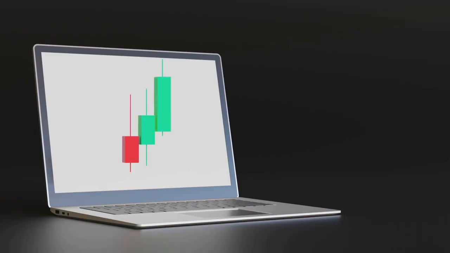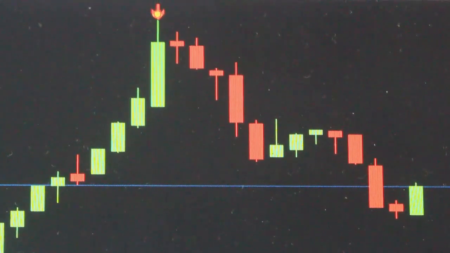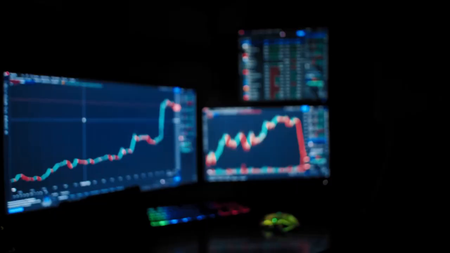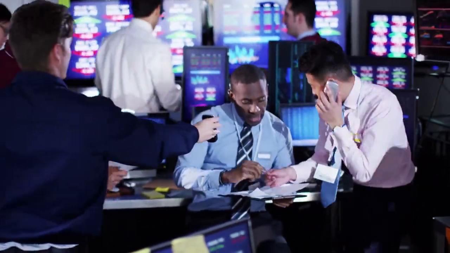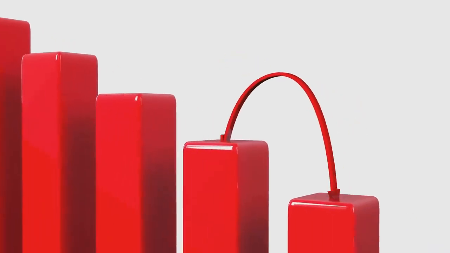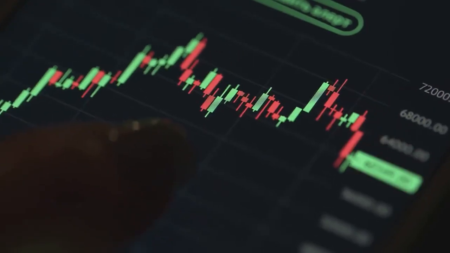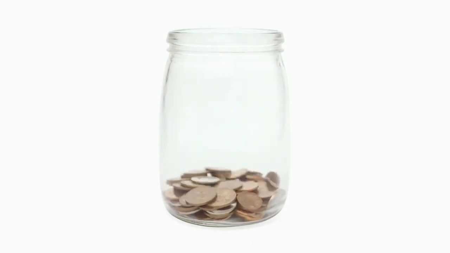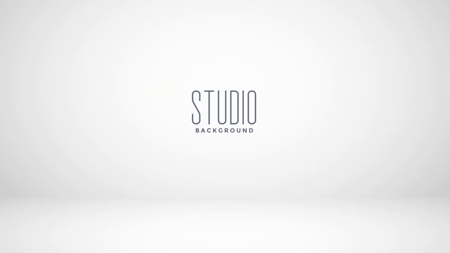Here's a simple risk plan you can teach your viewers. 1, risk 1-2% per trade. 2, maximum 2 to 3 trades per day. 3, maximum 3 to 4 losing trades per week, then stop trading. 4, no increasing lot size after a loss. 5, always use a stop loss. 6, never risk money you can't afford to lose. This will protect their account and their mind.